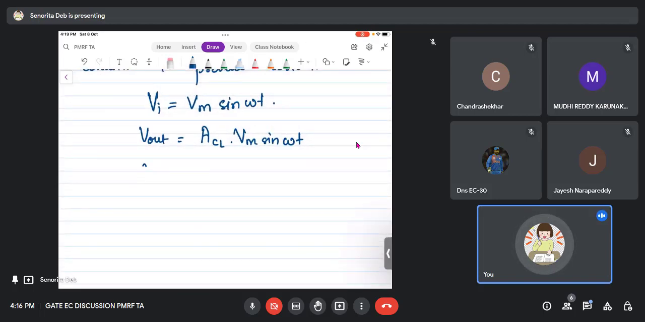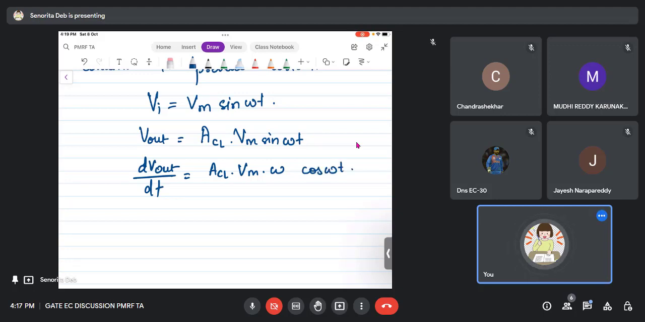Now what we were looking at was the change of output voltage and change of input voltage. Slew rate is all about the change in input and output voltage, right? Whenever there is the term change, we say differentiation. Differentiating with respect to what? With respect to time, how fast I am changing it. So dV out by dt. You just differentiate this equation and you will get ACL Vm omega cos omega t.